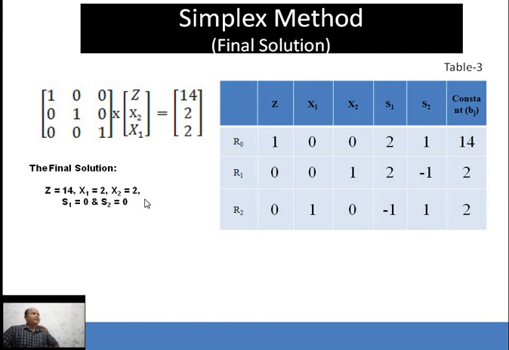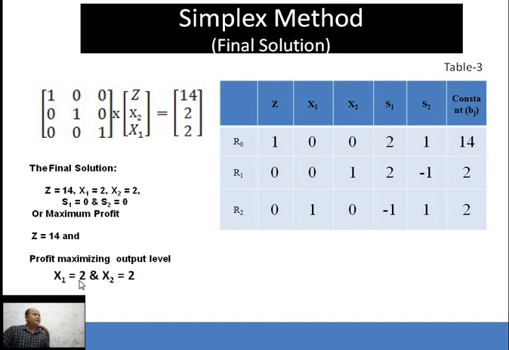See, S1 and S2 are elements. The column of S1 is not a column of the identity matrix, and the column of S2 also is not a column of the identity matrix, so their values are S1 is equal to 0 and S2 is equal to 0. Therefore the maximum profit Z is equal to 14, and the profit maximizing output level is x1 is equal to 2 and x2 is equal to 2.